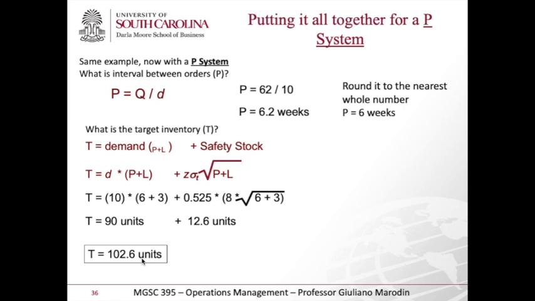We cannot have 0.6 units, so you're going to have to round it up to the closest number here. The target, you have to round it up, because we cannot have a lower target than we calculated. So it'll be 103 units.